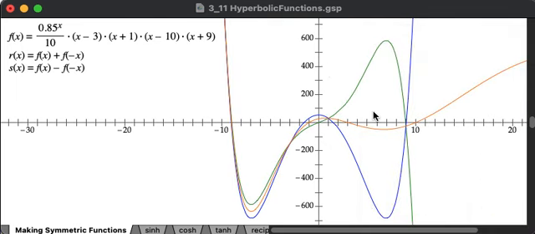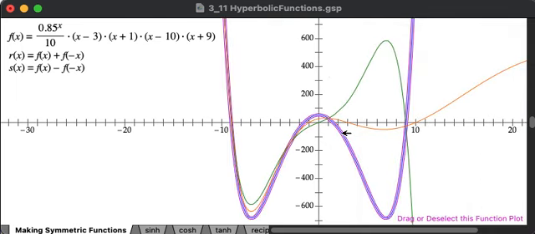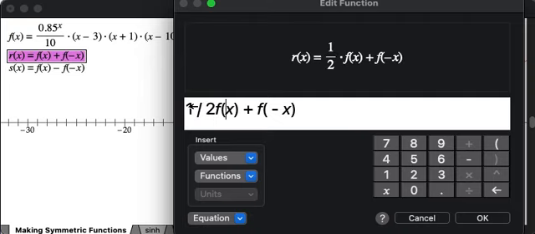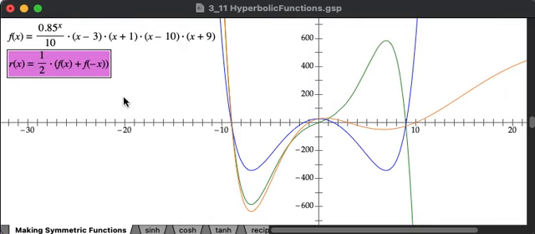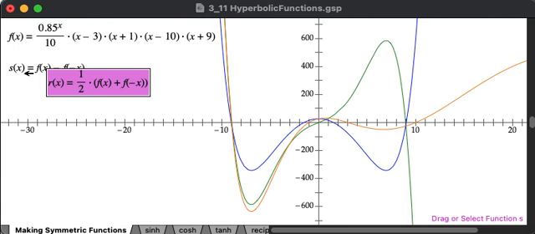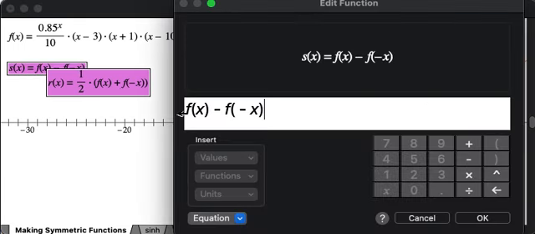So given any function, we can create an even function from it, and we can create an odd function from it. Now, the canonical way to do this is not actually to do these functions, but 1/2 of those. So if I do 1/2 times that, the other one is also going to be 1/2 times that.